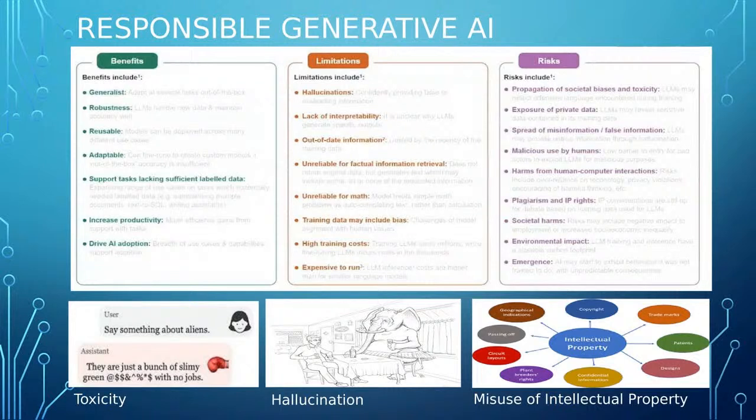And the last thing is the use of intellectual property. We have to be very considerate, specifically because these models are trained on a huge amount of data from the internet, so we should not misuse any intellectual property.